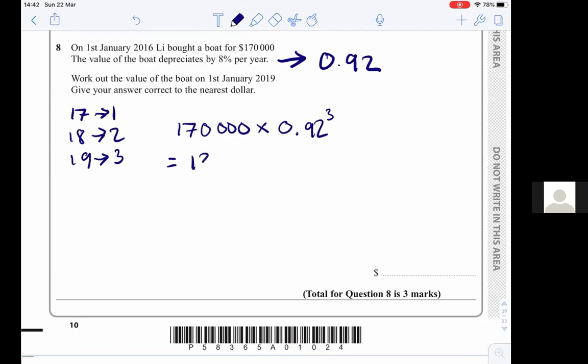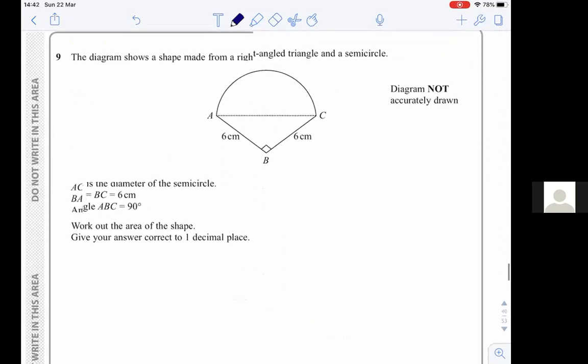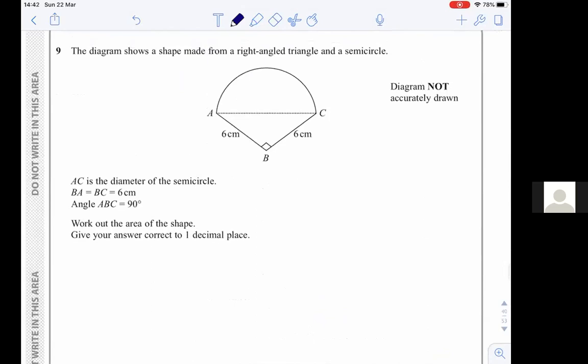is 132,376.96. But it asks us for the nearest dollar, so my final answer is going to be 132,377. I think the mark scheme does allow you to put 0.96, but do read the question and be absolutely certain.